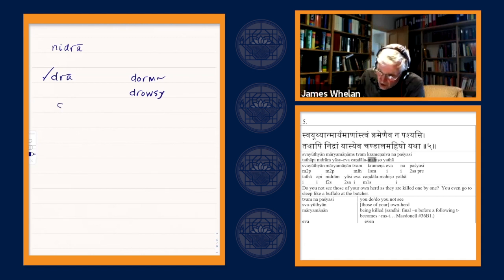By the way, the more common root for sleep is swap. But dra is rather like, we still have that distinction in English, you're asleep or you're drowsy. That same distinction in Sanskrit, swap, actually sleeping, but dra, kind of dozing, feeling drowsy, dozing off. Nidra, falling into drowsiness, falling into a doze. So nidram yasi.